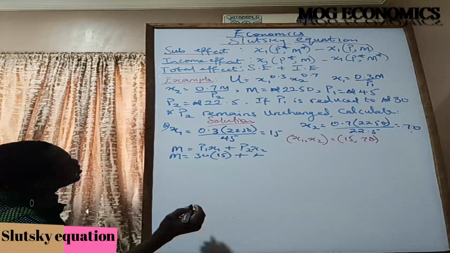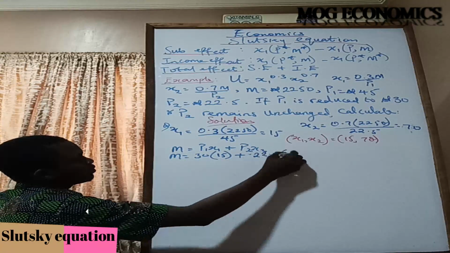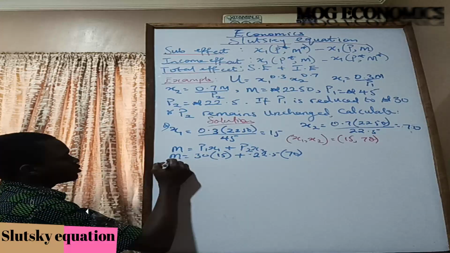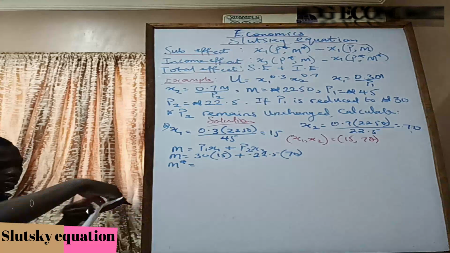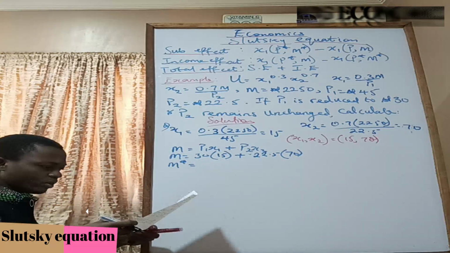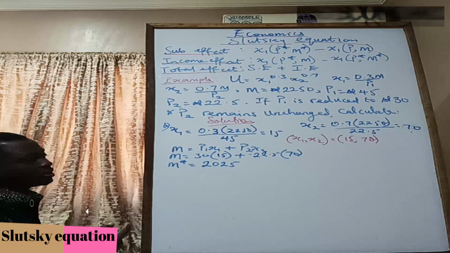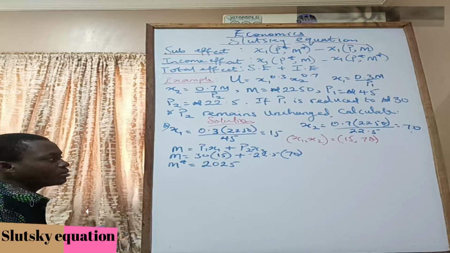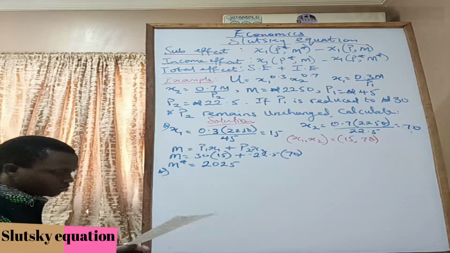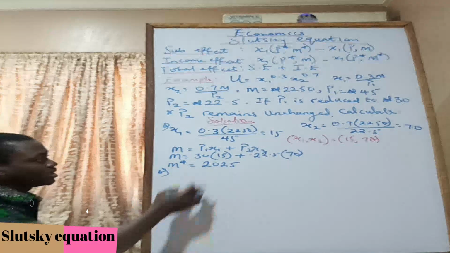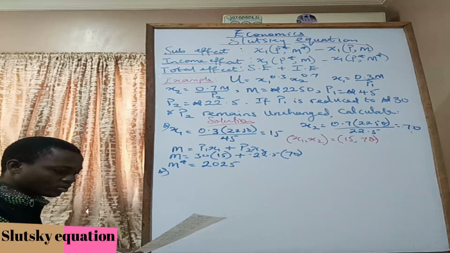30 times X1, which is 15, plus P2, which is still the same price. Is it 45? No, no, no. P2 is 22.5, multiplied by 70. When you calculate it, M, which is our M star now, the new income, is going to give us, I think, 2025. Yes, so this is going to give us 2025. Remember that our P star is 30 now, then our M star is 2025. With that, we're done with question A. The amount of money required to buy those two bundles, now that the price has fallen, is 2025. I want to check that there is no mistake. No mistake.